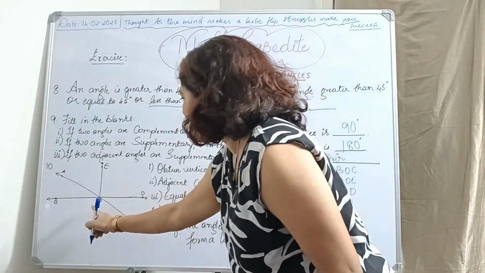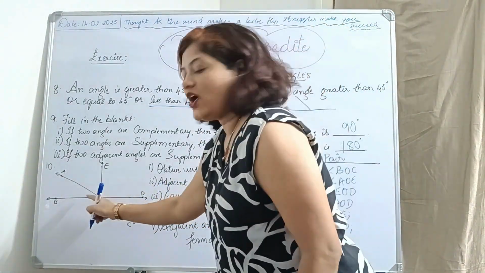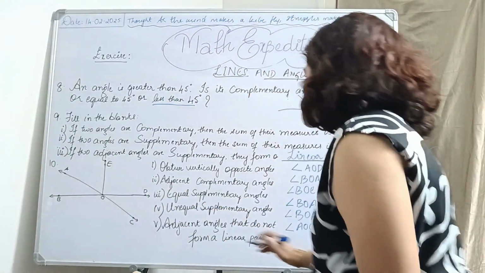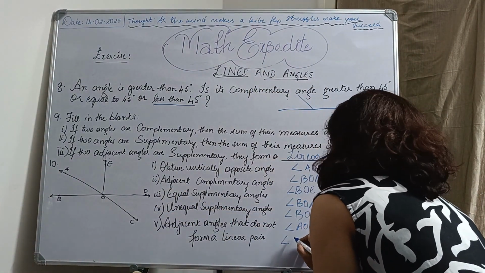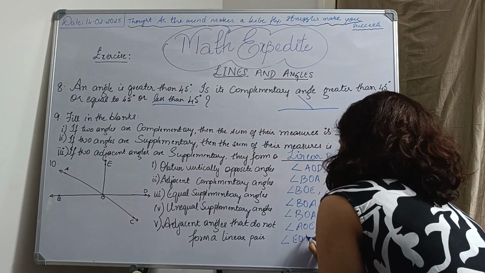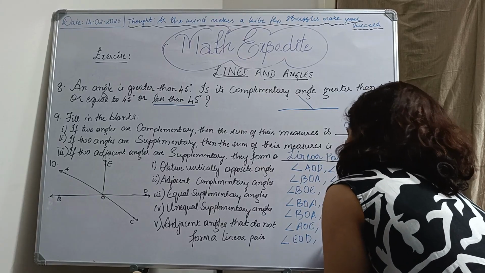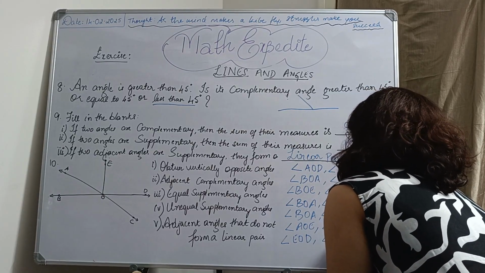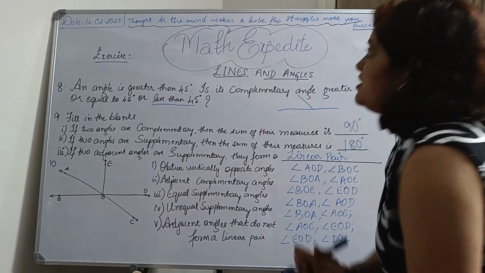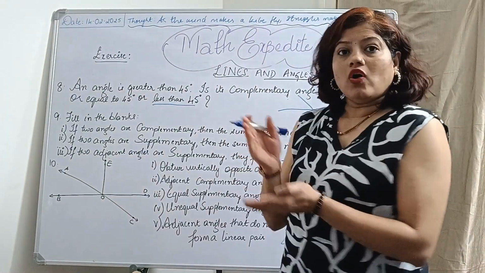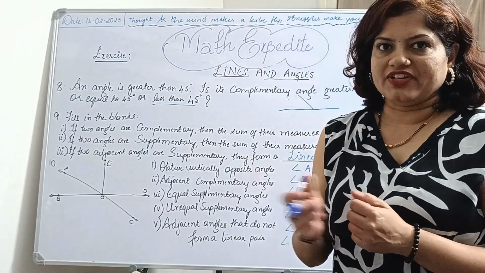Find the another pair here. So which is one? EOD and DOC. So angle EOD and angle DOC. So this finishes exercise on complementary and supplementary angles.